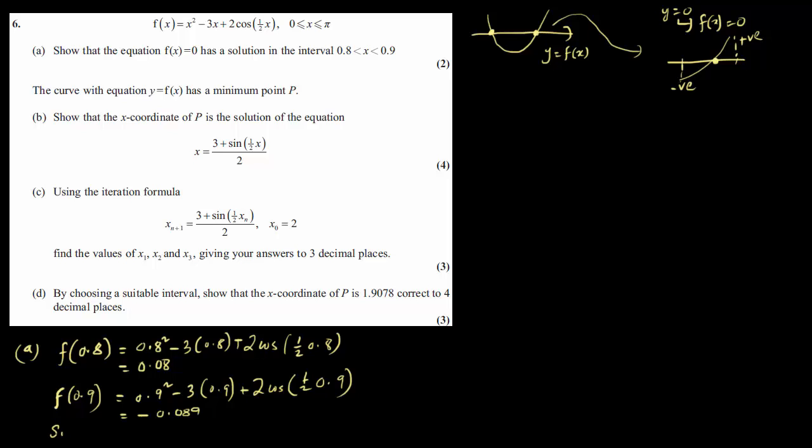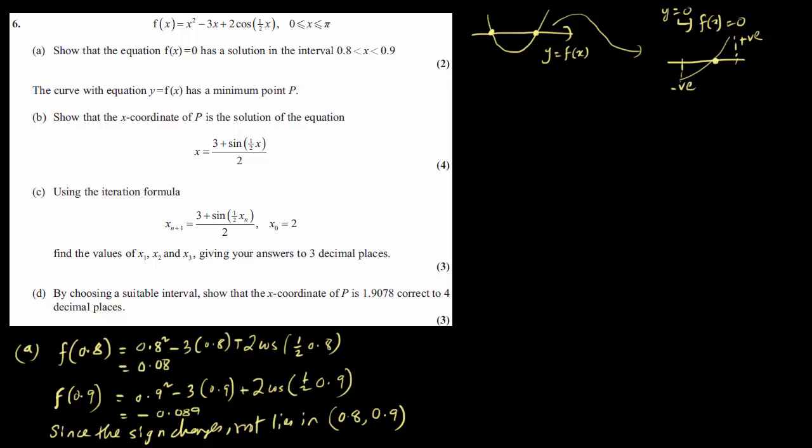So since the sign changes, we can say the root lies in the interval. Now 0.8 to 0.9 in the inequality format can also be written with this open bracket and close bracket. It is the same as interval.